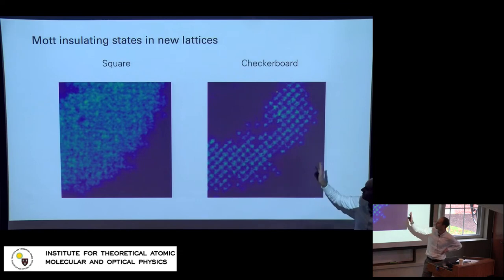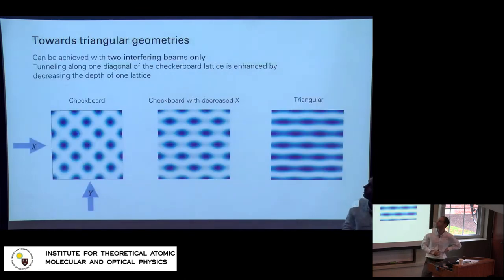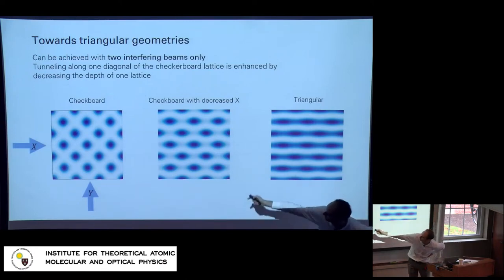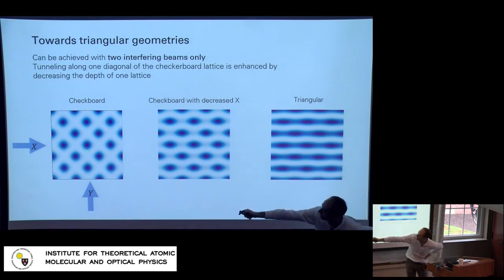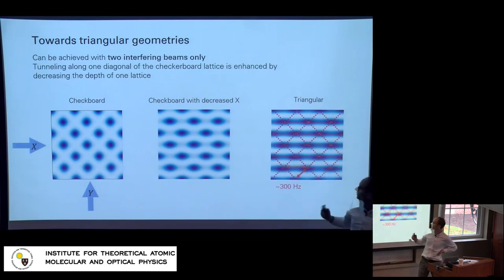All right, so based on this new lattice geometry, what's the simplest kind of new non-trivial lattice geometry we can achieve? We turn to looking at triangular geometries. And maybe counterintuitively for many of you, these triangular connectivities can actually be achieved by using only two interfering beams. That can really be seen when starting from a checkerboard lattice, which is again this 45 degree rotated square lattice. If you were to decrease the depth of one of the lattice beams, you would go in the limit of full anisotropy to a couple of 1D chains. And in between, you would expect to enhance tunneling along one of the diagonals of this square plaquette, as you see here. And so essentially we don't have a triangular spatial geometry, but we have triangular connectivity, as shown by these red lines.